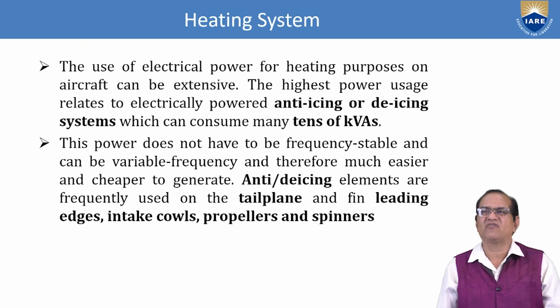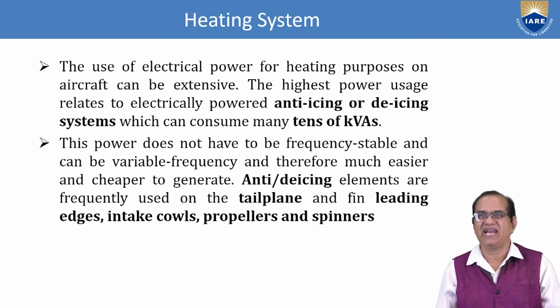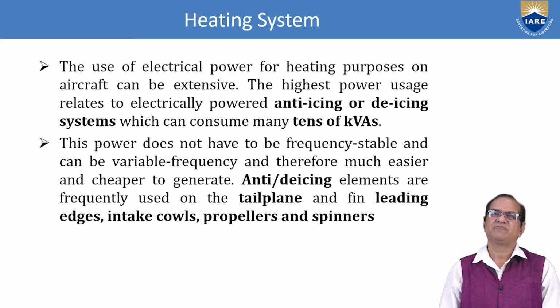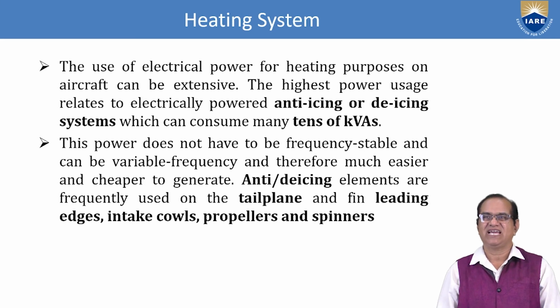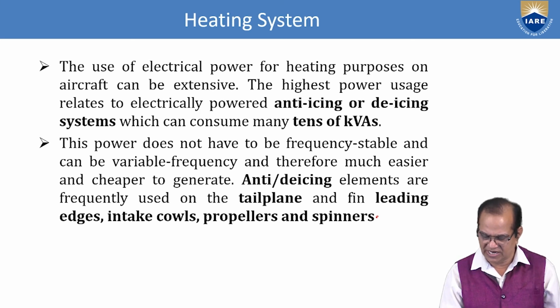The use of electrical power for heating purposes on aircraft can be extensive. The highest power uses relates to electrically powered anti-icing or de-icing systems, which can consume many tens of kVAs. This power does not have to be frequency stable and can be variable frequency, and therefore much easier and cheaper to generate. De-icing elements are frequently used on the tail planes and the fin, leading edge, intake cowls, propellers and the spinners. These things are used in this type of scenario.